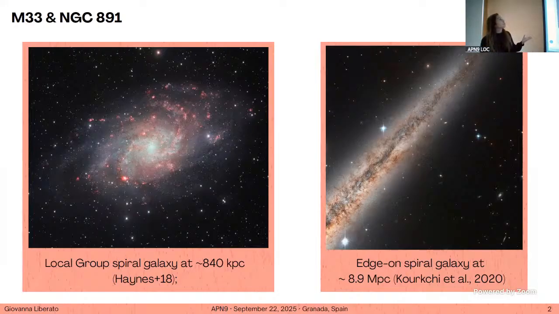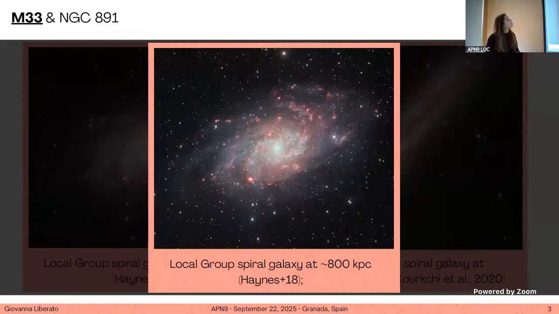For the other one, NGC 891, also a spiral galaxy, not in the Local Group but nearby, and it's an edge-on spiral galaxy. For this galaxy, we're going to use spectroscopic data from the Planetary Nebula Spectrograph obtained by Professor Ariana and collaborators a while ago to see what properties of the galaxy we can infer from them. I'll talk first and mostly about M33 because this part of the project we are finishing now, and we just started to work with NGC 891.